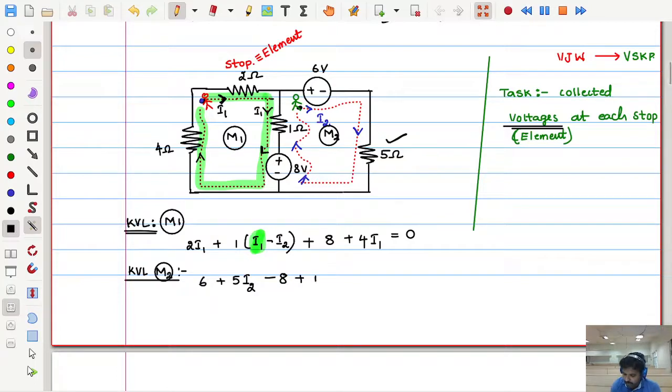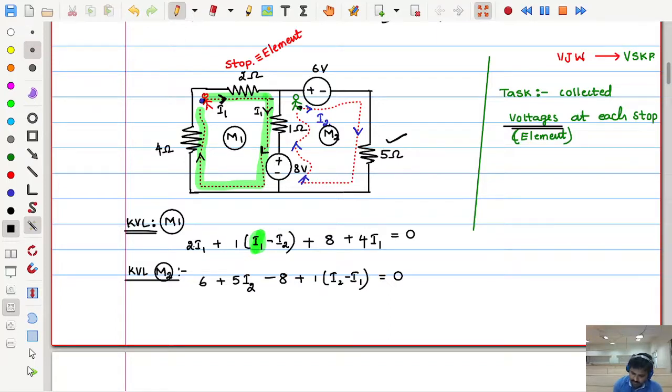1 into I2 minus I1. See, now the task is assigned to you, so you are dominating. This is your area, so your current minus your neighbor's current, that is I2 minus I1, is equal to 0. How many stops were there for me and for you?